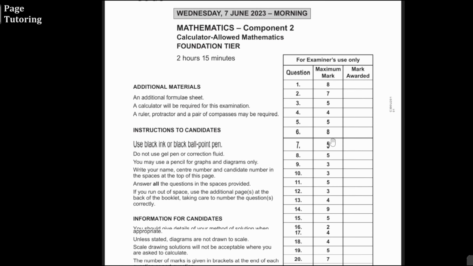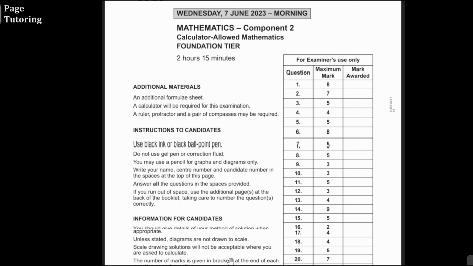So go to the additional material section, which is here. It'll tell you what we've got. So we've got a formula sheet. You're allowed a calculator in this exam and use it when you need to use it. And you might need a ruler, protractor, and a pair of compasses.